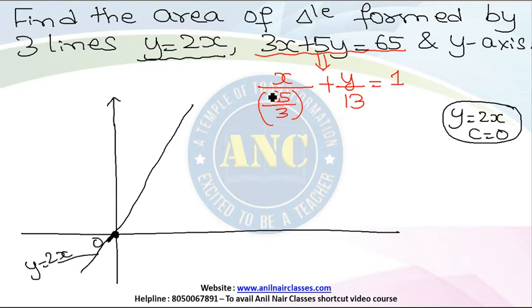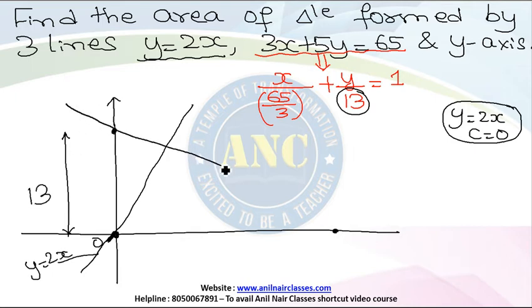Now the second line is x by 65 by 3. That means the x intercept is 65 by 3, which we don't need in this question. The y intercept is 13. That means this value is 13. From the origin till this point, this entire value is 13. If I join these 2 points, I will get a line. This line is 3x plus 5y is equal to 65.